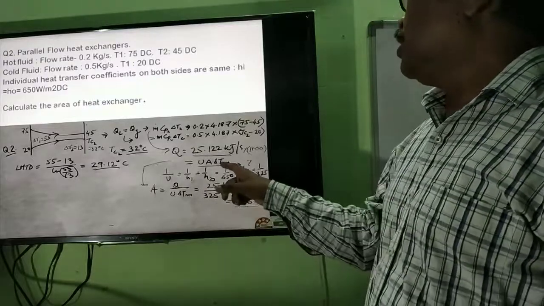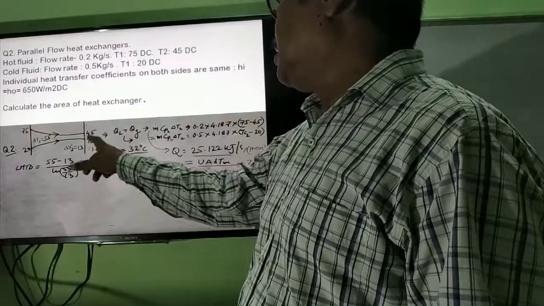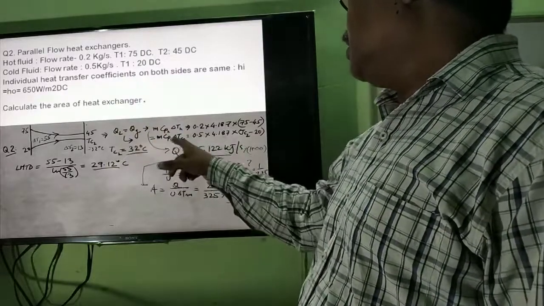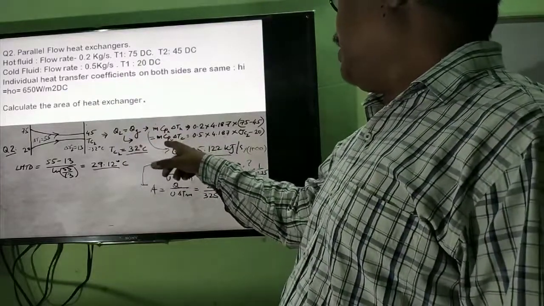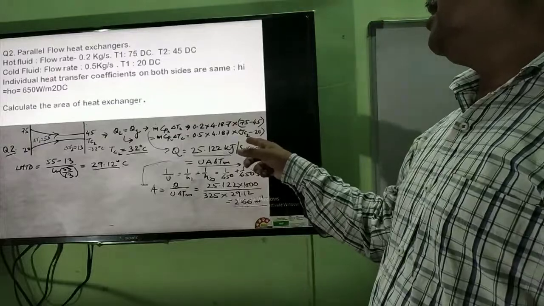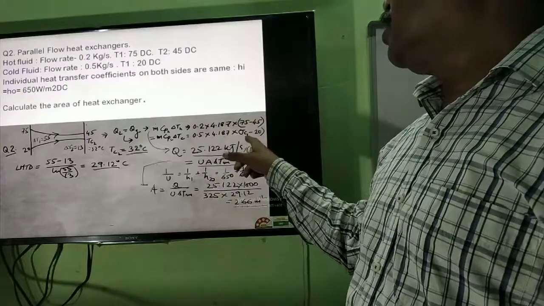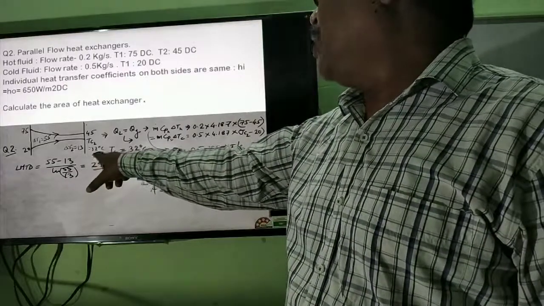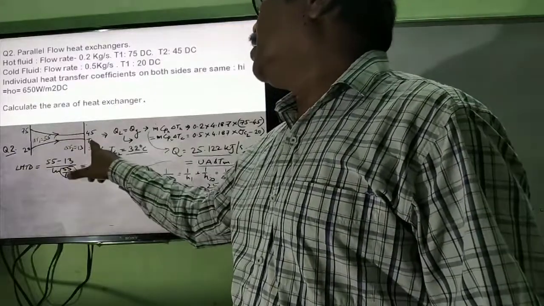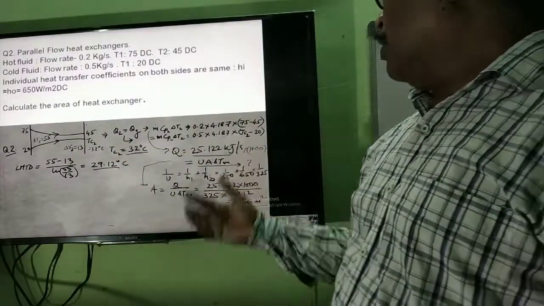Now one thing remains, del Tm. For del Tm you need the terminal temperature TC2. So we make heat loss equal to heat gain. So this is the heat gain: m Cp of the cold fluid, del TC2, 0.5, so TC2 minus 20. Equate this, you will get TC2. From TC2, put this value, 32 degrees. Now LMTD formula, that is this minus this divided by log of this divided by this, you can get 29.12 degrees. So you get all the things.